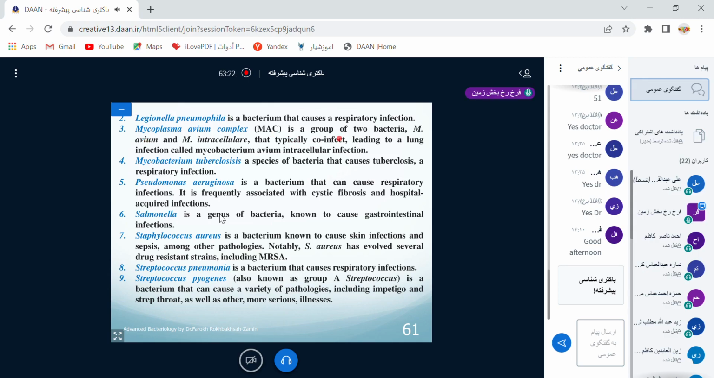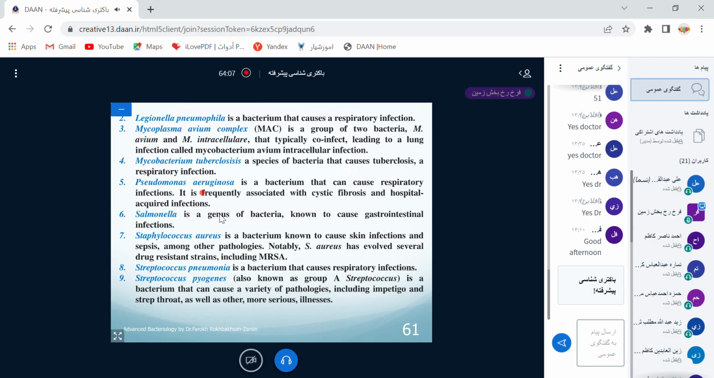MAC is a group of two bacteria, Mycoplasma avium and Mycoplasma intracellulare, that typically produce co-infection. Another bacterium is Mycobacterium tuberculosis, the agent of the disease tuberculosis, a species of bacteria that causes tuberculosis, a respiratory infection.